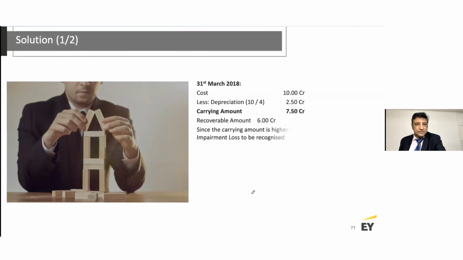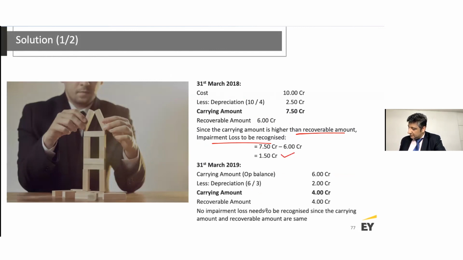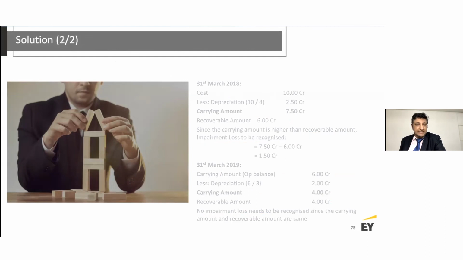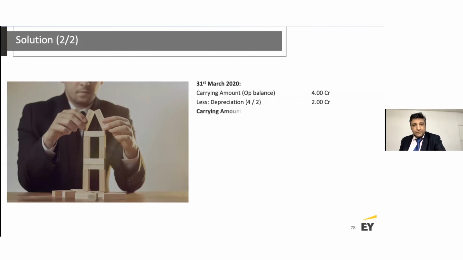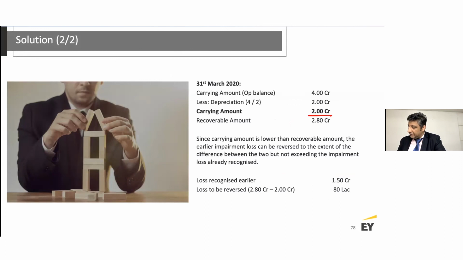Let's have a look at the solution. It's again, of course, the same information that we have done. Since the carrying value is higher than the recoverable amount, impairment loss will be recognized. And that's what we have done. We have recognized the impairment loss of 1.5 crores in the year 1. Second year, all the values are same. Both the carrying value and the recoverable are the same. Therefore, no impairment loss needs to be recognized. In the year 3, however, we have the carrying value less than the recoverable amount. And since we already had recognized a loss of 1.5 crores, to the extent of 80 lakh rupees, we can reverse that loss.